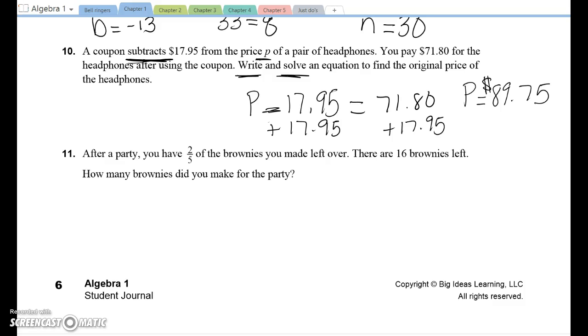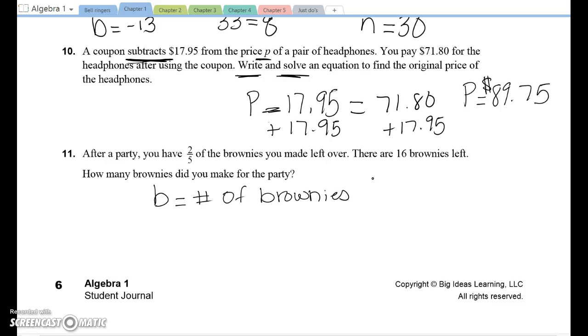After a party, you have 2/5 of the brownies you made left over. There were 16 brownies left. How many brownies did you make for the party? Okay, they don't tell us what our unknown is, but we're going to call our unknown whatever variable you want. So I'm going to make B equal to the number of brownies.